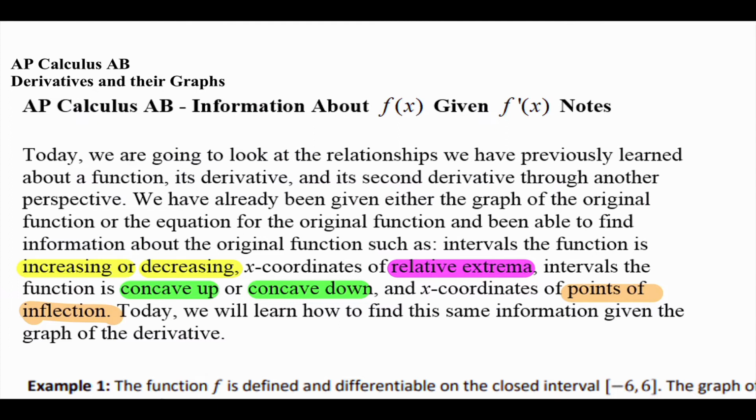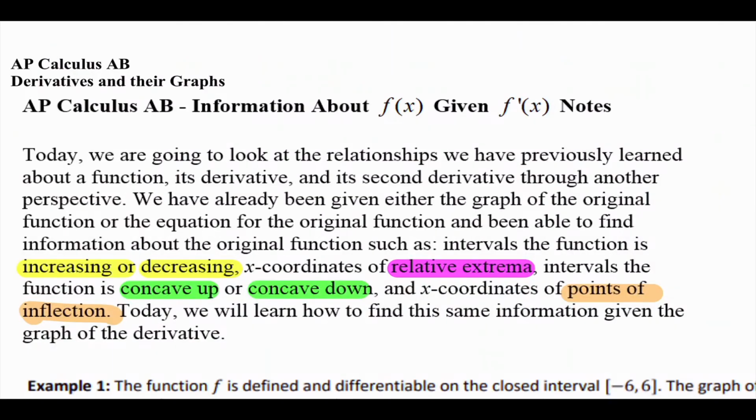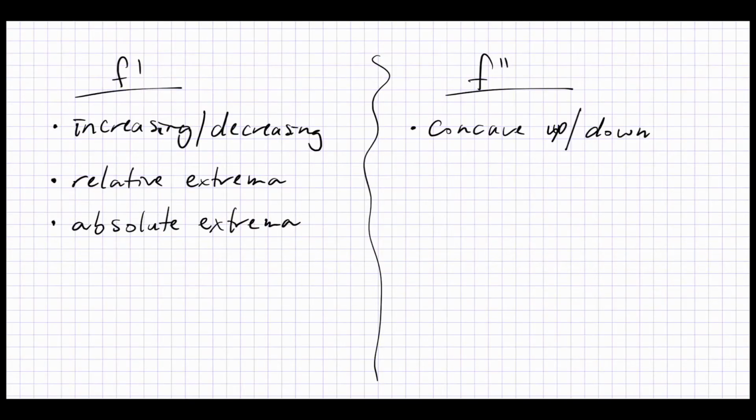So let's move down our list now. Green, concave up, concave down. What do I need for concave up, concave down? Second derivative, f double prime, right? Concave up, concave down, that's what we need. You did that on your quiz. Okay. Points of inflection, the last one. What did I need for points of inflection? The points of inflection, f double prime, right? Good.